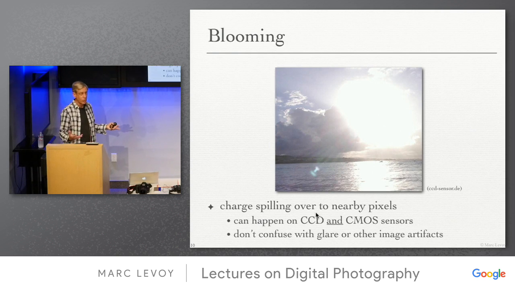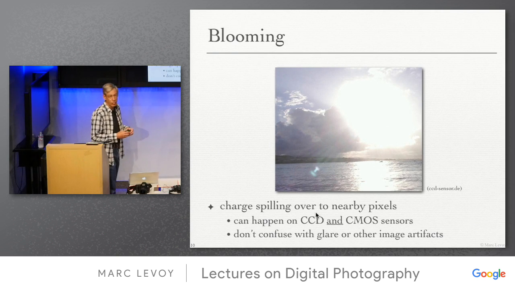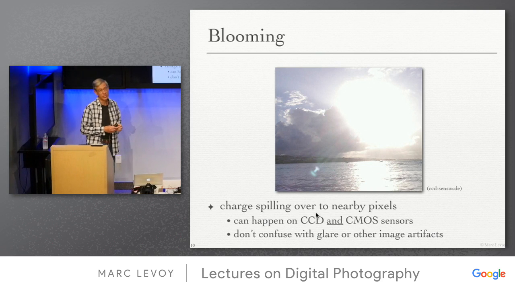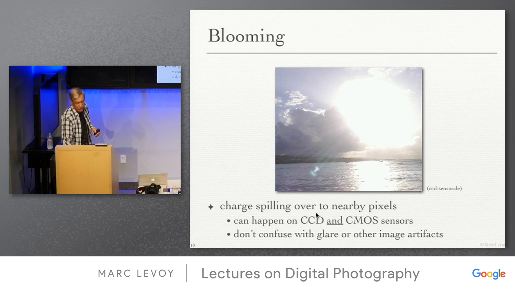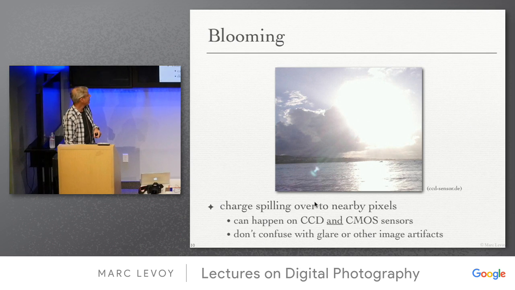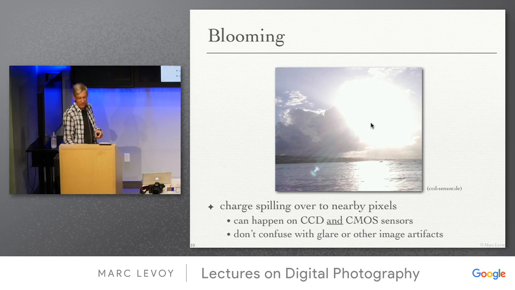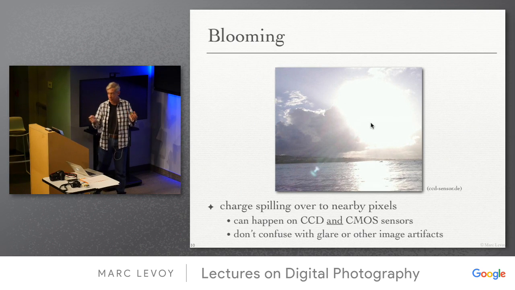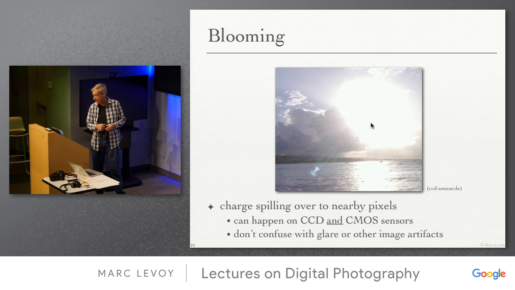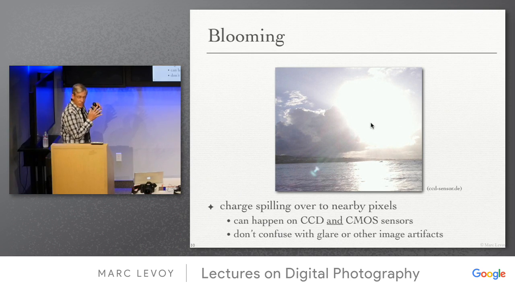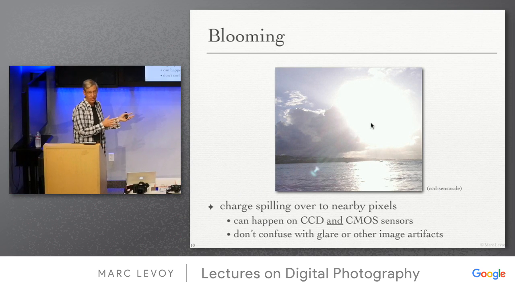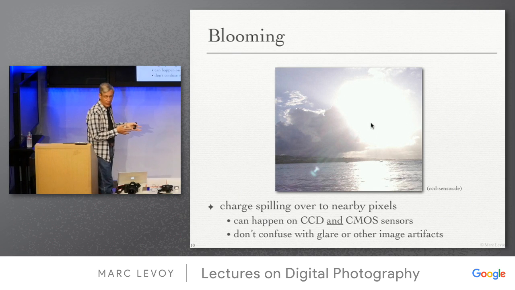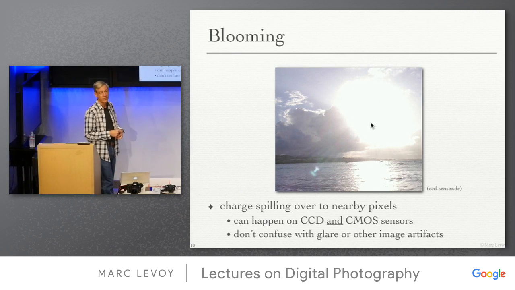So, a laundry list: it's a practical device, and things go wrong. One of the things that goes wrong is blooming. Blooming means charged electrons spilling over into adjacent pixels. The sun is not that big unless there's a thermonuclear war going on, and so this is blooming. This can happen on either of the two major kinds of sensors, CCD or CMOS. Don't confuse this with glare or other artifacts. Glare is occurring in the optics. This is occurring on the sensor.